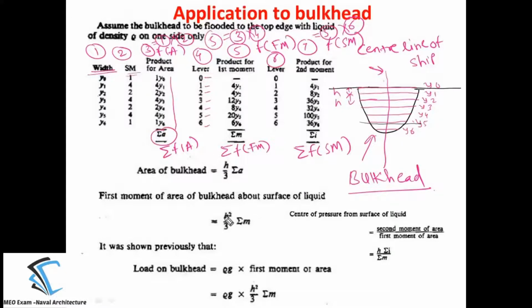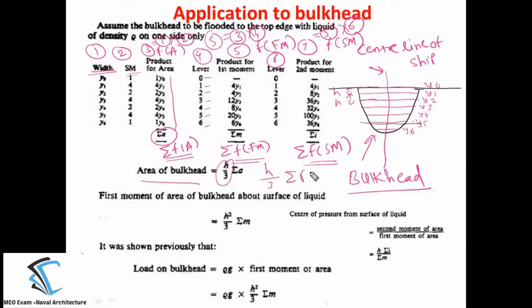The main thing which I am going to discuss is the first moment, the load acting on the bulkhead, and the location of the center of pressure. So from the table you got the summation of function of area, summation of function of first moment, and summation of function of second moment. Now how to calculate the area of the bulkhead? The area of the bulkhead is equal to h by 3. Why is it h by 3? Because it is Simpson's first rule.